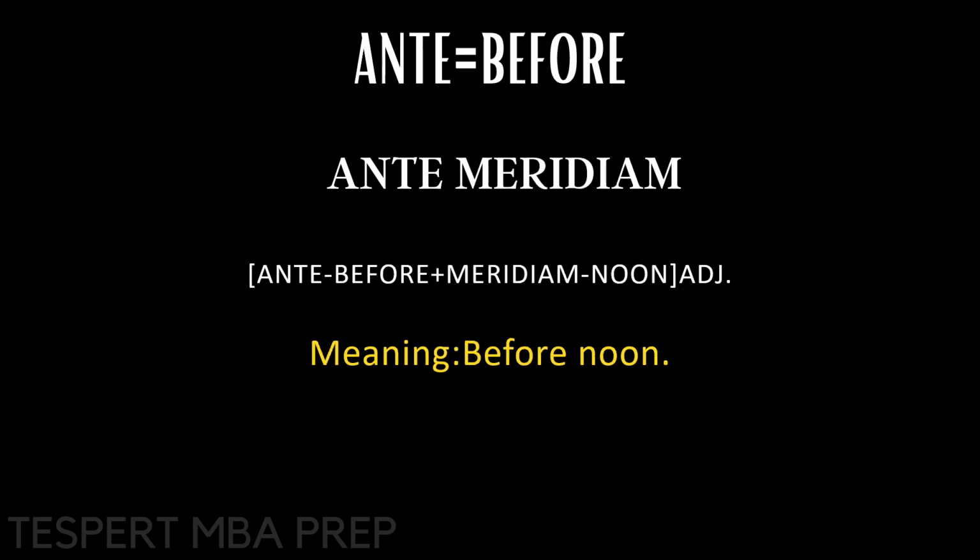Antimeridiem. What is meant by this? We all are aware of this, antimeridiem and postmeridiem. There are AM and PM. So antimeridiem means, anti means before, meridium means noon. So antimeridiem means before noon. This is a Latin word. Antimeridiem, postmeridiem, these are Latin words.